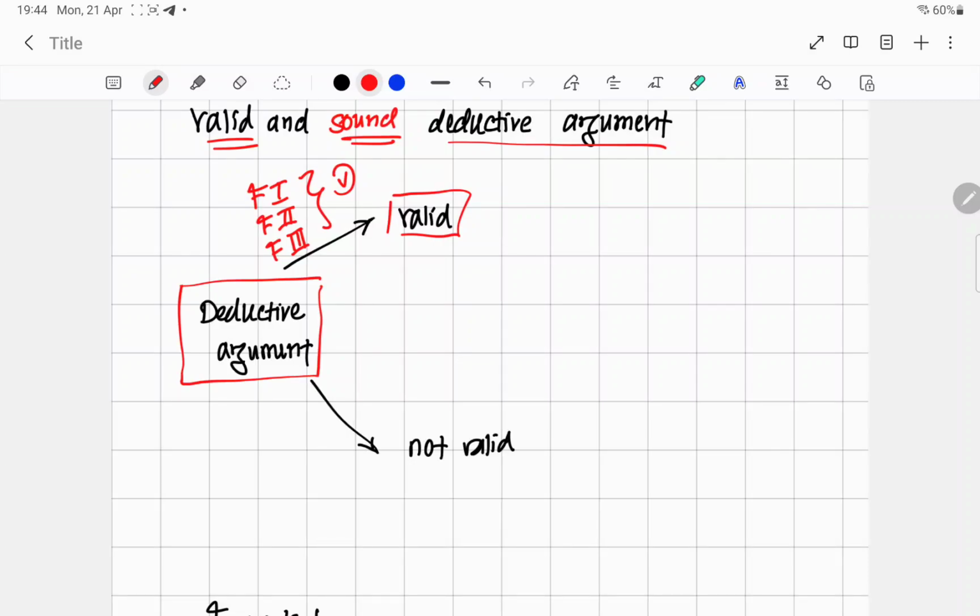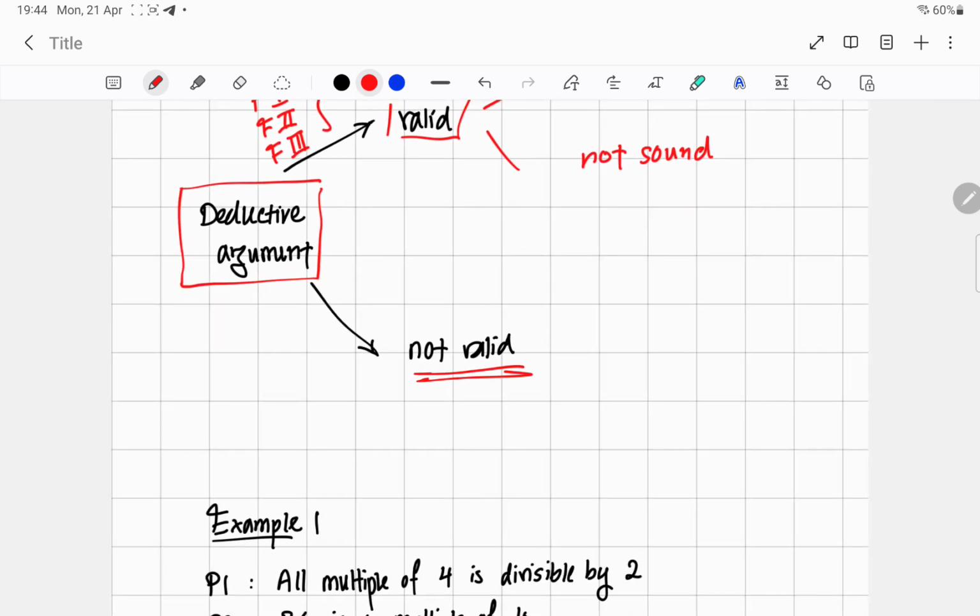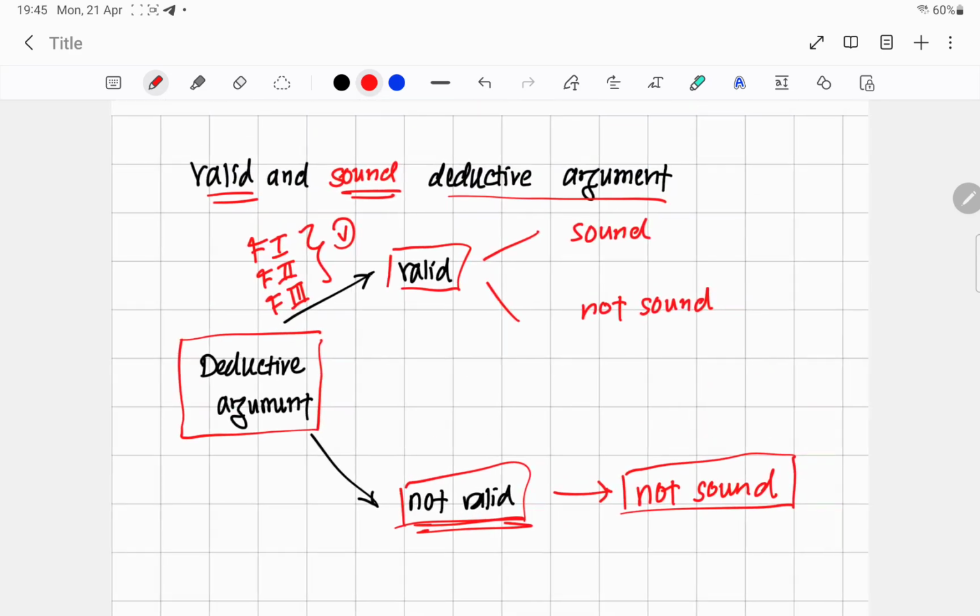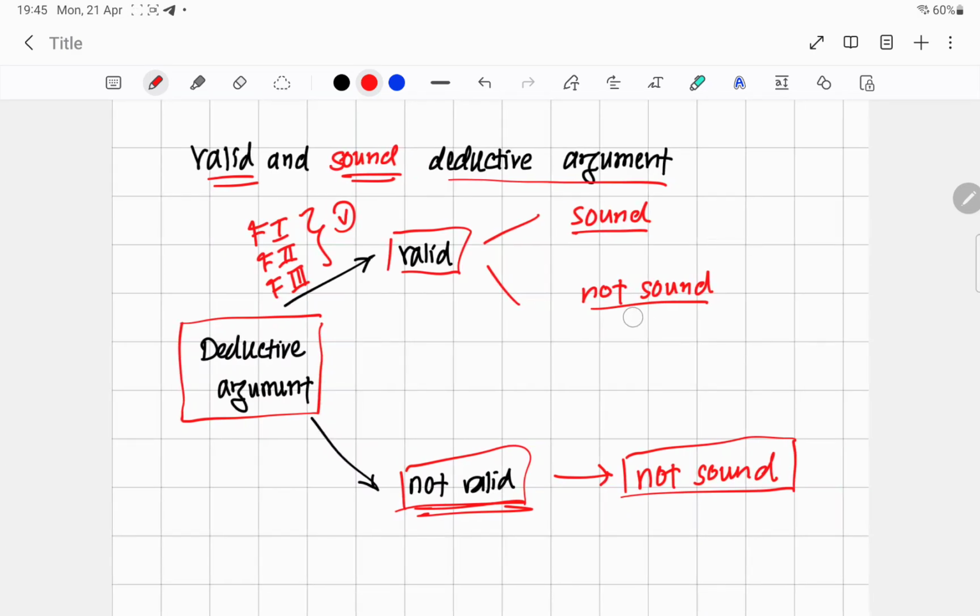Then how do we see a sound deductive argument? A valid deductive argument can be sound or not sound. But if you have a not valid deductive argument, automatically it becomes not sound. This is automatic. If not valid, it automatically becomes not sound also. So if you have valid, you can have either a sound or not sound one. So how do we see if it is sound?